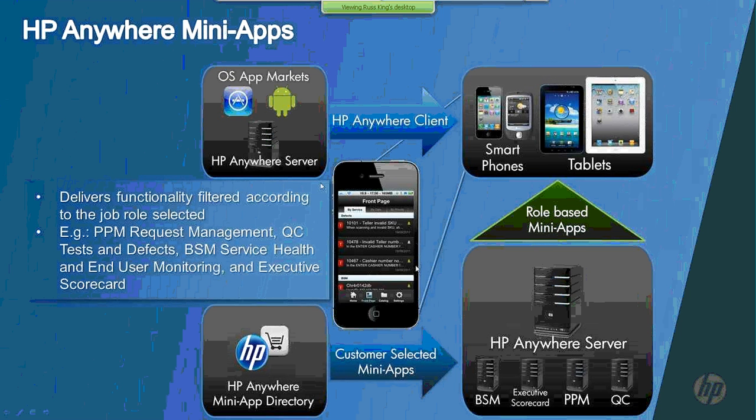So the end user ultimately downloads the HP Anywhere client with their device. Somebody installs the HP Anywhere server and connects it to the backend solution. And then that's connected to HP Live Network to deliver mini app updates that are ultimately delivered to the end users of the solution.